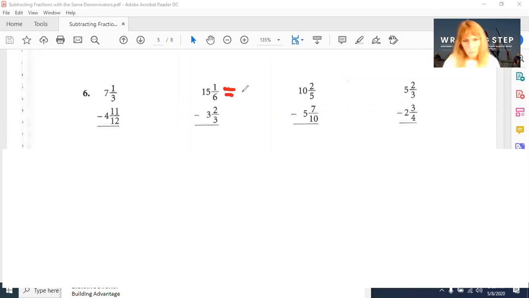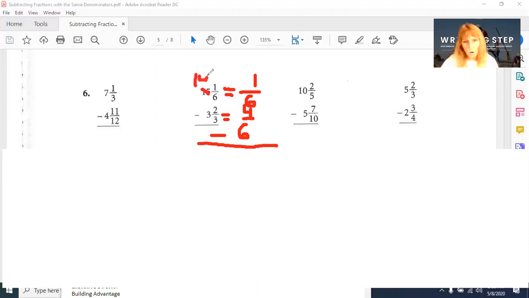So 1/6 and 2/3, we could probably keep this as 6, couldn't we? Yes, we could. 1/6, and then 2/3 though, however, we have to change that into 6. So that will become 3 times what gives me 6? 2. So 2 times 2 is 4. So now I'm at the borrowing situation because 4 is bigger than 1. So I have to go over to the 15 and borrow and make that a 14.